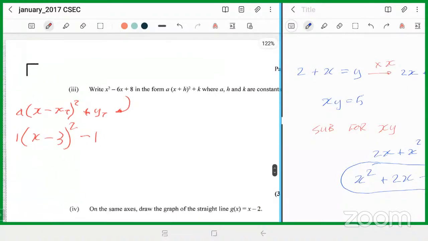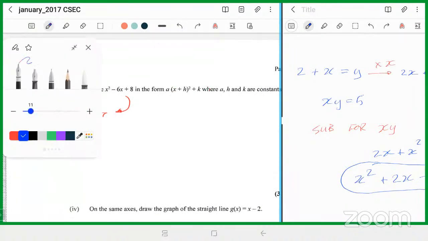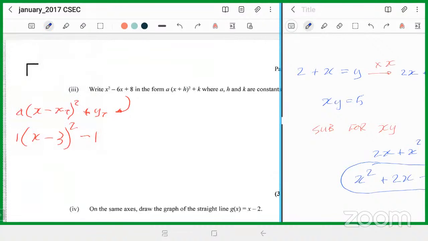But let's say you never knew. You want to calculate xt. So you're going to write this in the form, the way we do it in class. That's where the understanding of what we're doing comes into play. So we're going to use a into x minus xt squared plus yt. Let's say you don't pick up that it's already on the graph, so you're going to go through the process again.